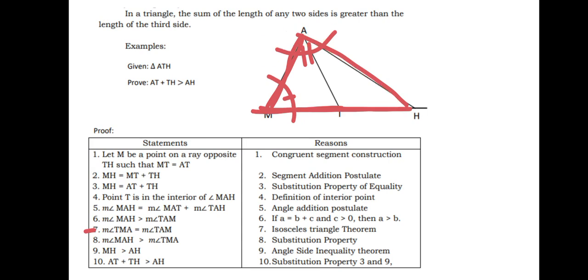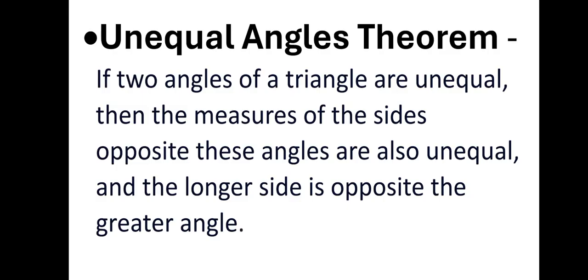So your activity for today is somewhat similar to this one, but don't worry, you'll have your choices. This is the first choice: the unequal angles theorem. If two angles of a triangle are unequal, then the measures of the sides opposite these angles are also unequal. And the longer side is opposite the greater angle. So this is similar to our triangle inequality theorem 1 and theorem 2.